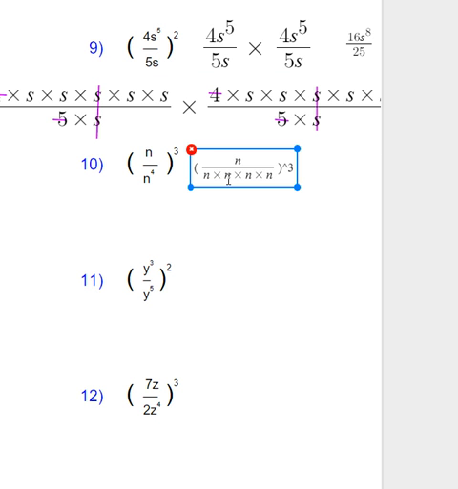But now I'm going to simplify this fraction, n over n times n times n, before I cube it. So here's my line again. And n divided by n is 1. So what do I have left on top of this fraction? A 1, because n over n is 1. That leaves me a 1 on the top, and how many n's on the bottom? 1, 2, 3 of them. So 1 over n cubed.